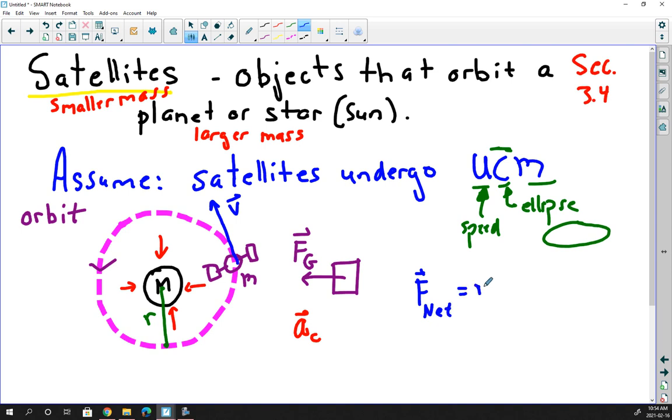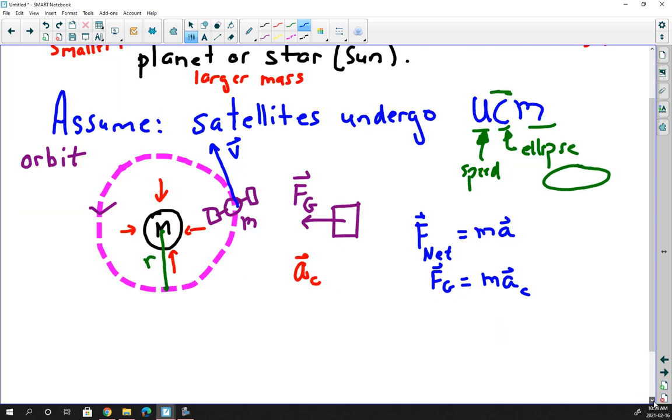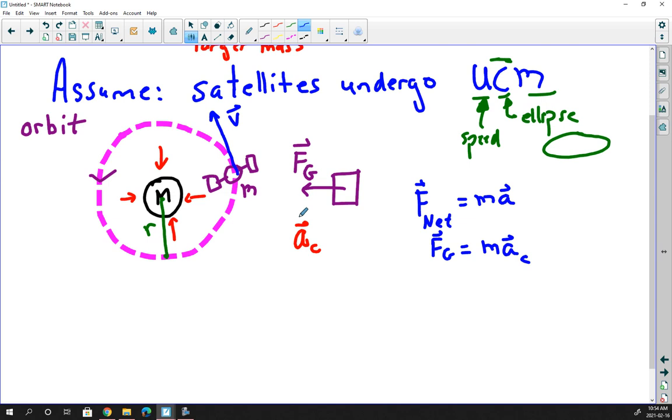Acting on this object. Okay? Well, there's only one force. It's the force of gravity. And there is only one acceleration. It's centripetal acceleration. Now, we know the direction of centripetal acceleration. It's towards the center, and therefore the force of gravity on this satellite is always towards the center.